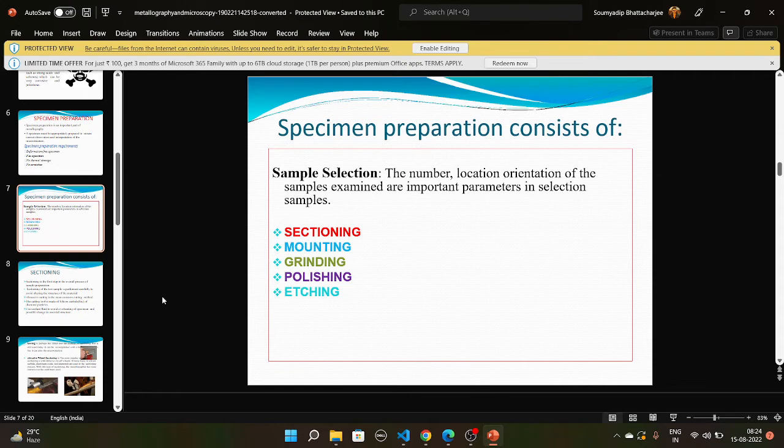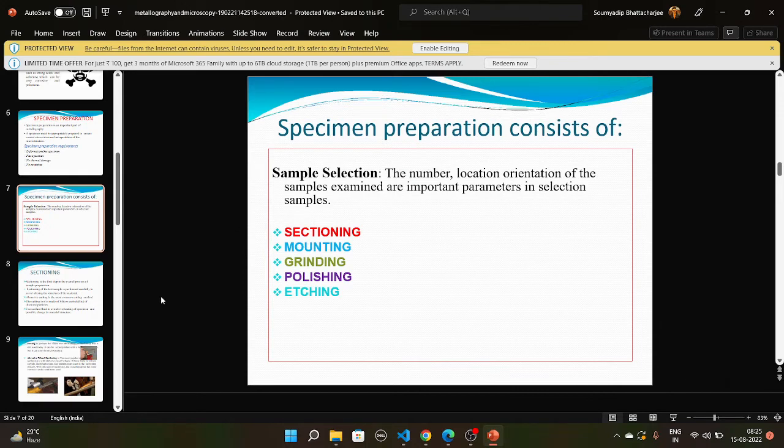Mounting means sometimes it is quite possible that the collected sample is very small in size. If it is a very thin, awkward specimen, then probably you cannot prepare it well if you do not hold it in some other material. So mounting is basically for study of the thin, awkward sample. You have to hold the specimen in some plastic material by some proper process, for the micro examination.